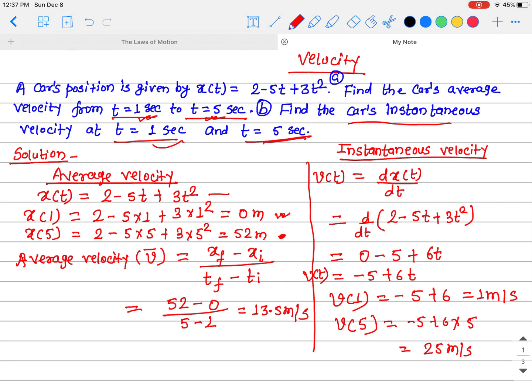This is how you calculate the average velocity and the instantaneous velocity. Again, in order to calculate the average velocity, you need to know your initial position and the final position, and then you calculate the displacement by calculating final position minus initial position. But in order to calculate the instantaneous velocity, you take the time derivative. That's how you calculate the instantaneous velocity and the average velocity.